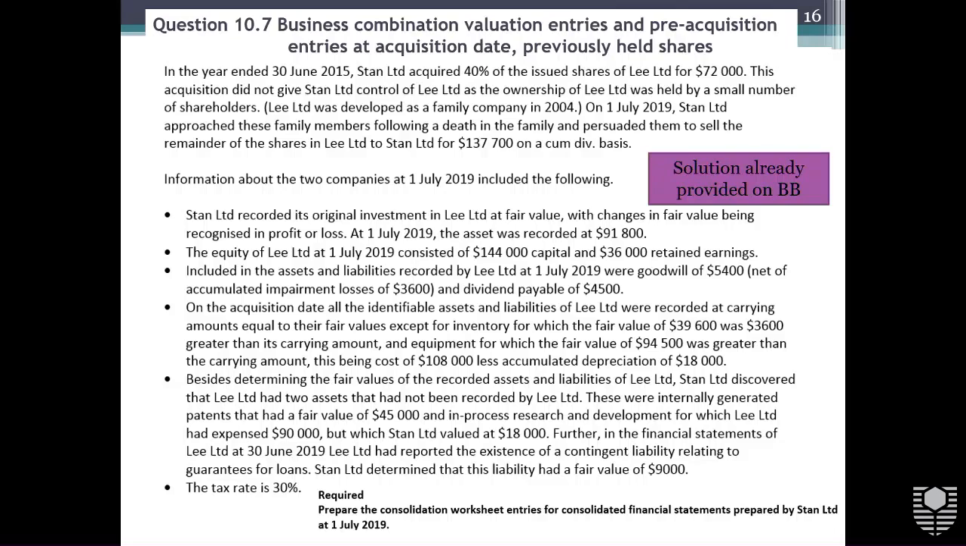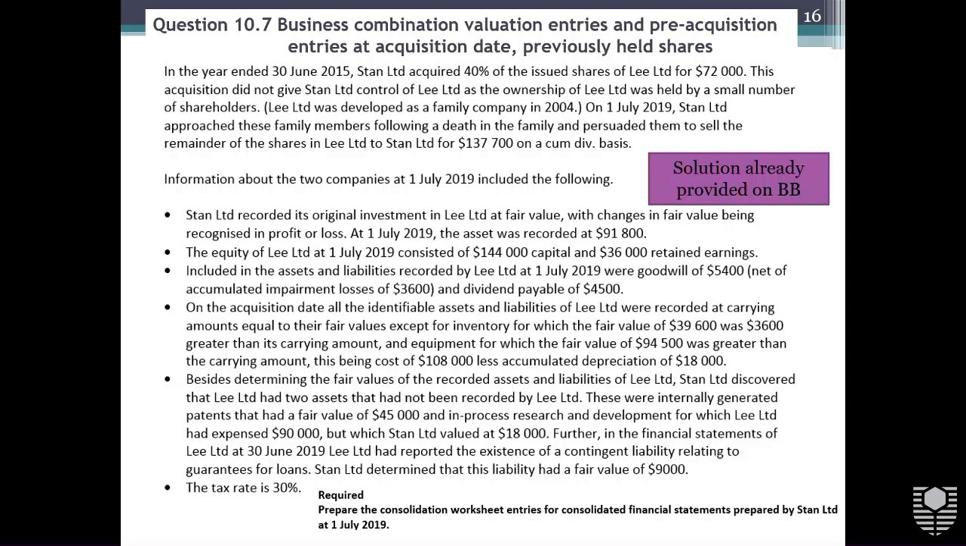So when they're buying into it, what they're paying is for the 60%. So you don't have to do any calculations around that. In terms of your consideration, we'll look at that in a second. In the year ended 30th of June 2015, Stan had acquired 40% for $72,000. The acquisition didn't give them control, therefore there was no consolidation, so they didn't have to worry about it. But on the 1st of July 2019, Stan approached family members following the death of a family member and persuaded them to sell the remainder of the shares. So now they've got 100% for $137,700 on a cumulative dividend basis.